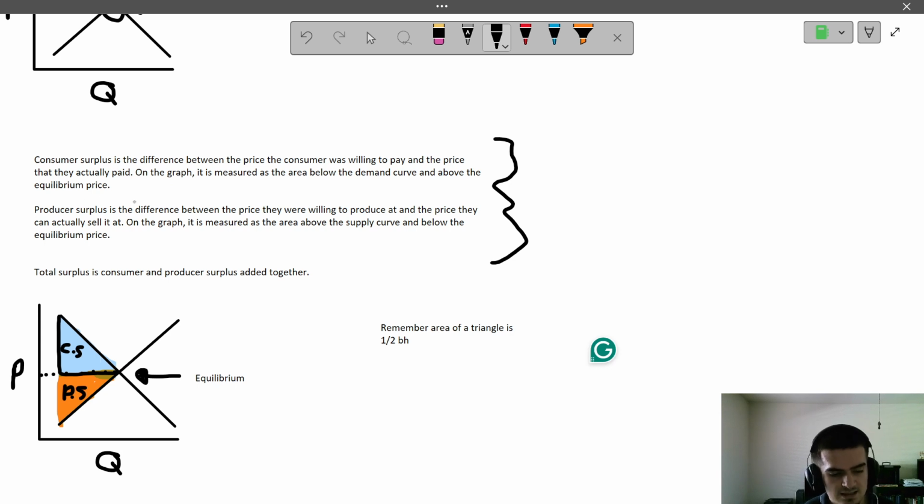Producer surplus is the difference between the price they are willing to produce at and the price that they can actually sell it at. On the graph, it is measured by the area above the supply curve and below the equilibrium price.